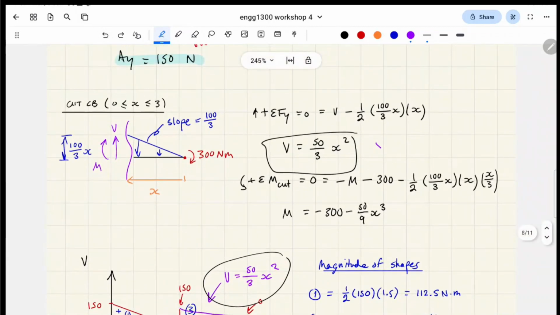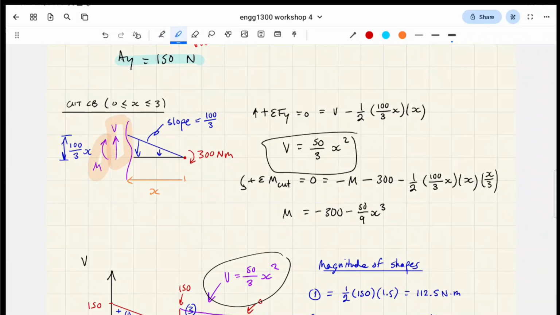And one more thing to keep in mind. Do you see how our V and our M change directions because of our right-to-left, right-hand side beam notation? Yeah, so just keep that in mind. So V goes upwards instead of down, M goes clockwise instead of counterclockwise.